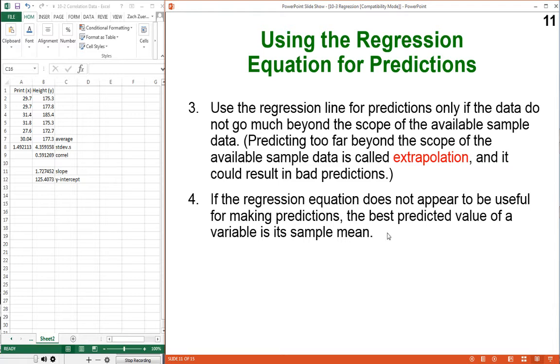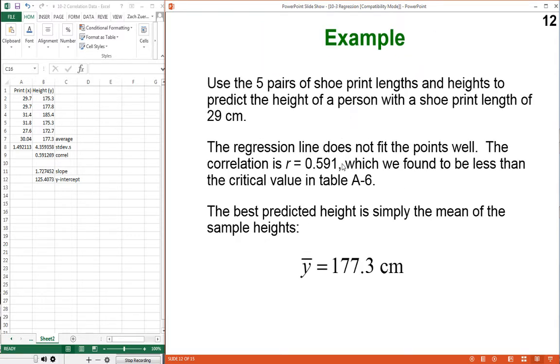to use the sample mean, and that's what we have going on in this case. The average for the height is 177.3. So the best that we can do in this case, because we found that our correlation coefficient was not strong enough, the best we can do is to simply use the average of 177.3 as our predicted height for an individual whose shoe size is in this neighborhood. Okay, well, that's not very exciting.